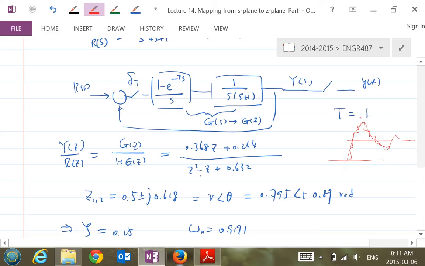Your sampling time, because of the discretization part, does modify your original system response characteristics. So you can actually imagine, what if I reduce this sampling time from 1, let's say, to 0.5, to 0.1 or even 0.01? That zeta is supposed to get closer to the original continuous system.